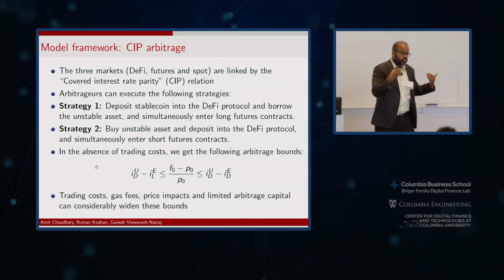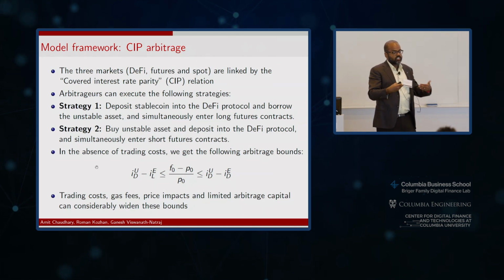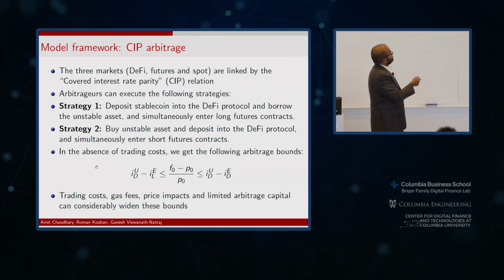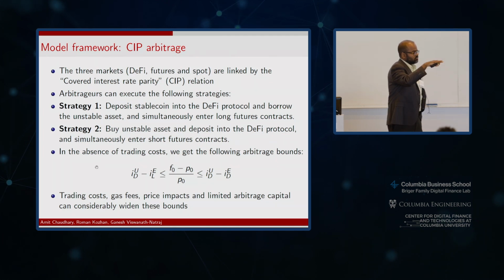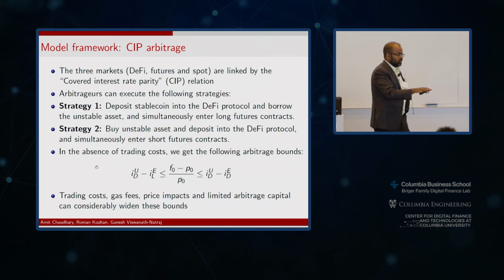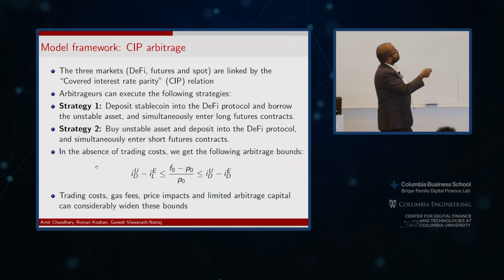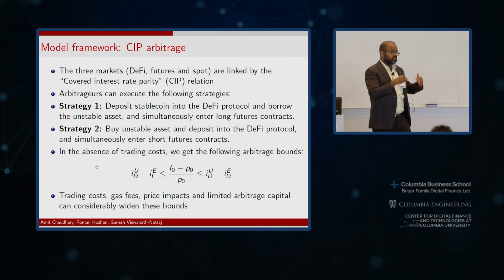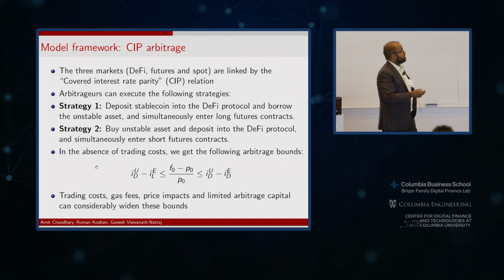So in other words, we should have some arbitrage trading going on if there's a big discrepancy between the two markets. So for example, in strategy one, if futures rates are priced too low relative to interest rates, then you could enter a long futures contract, and then deposit a stable coin and borrow the risky asset. And this trading strategy should help align the interest rate difference and the futures premium.